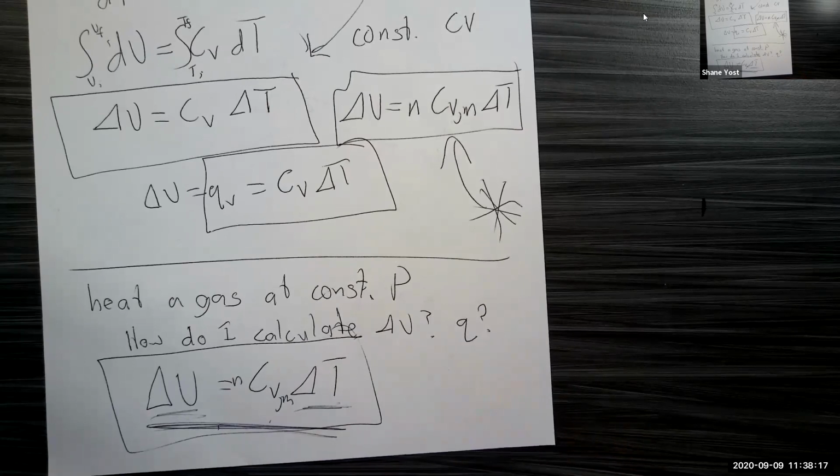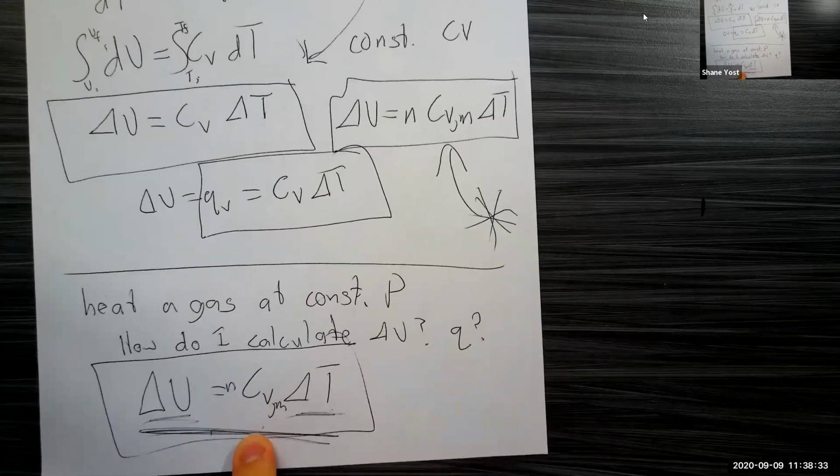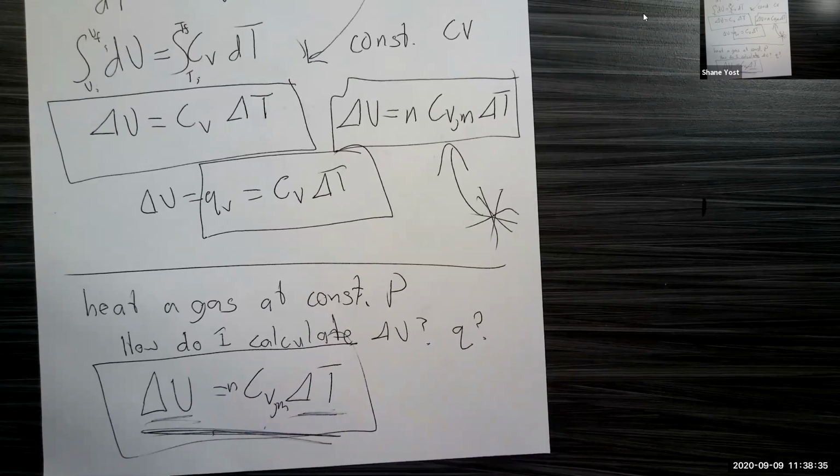Again, assuming no changes in number of moles. If there's a chemical reaction or something, then it's potentially something different, and we'll get to that Friday. Assuming no chemical reaction, no phase changes, that is how I get delta U. No matter how the change has been done, that is how I calculate delta U.